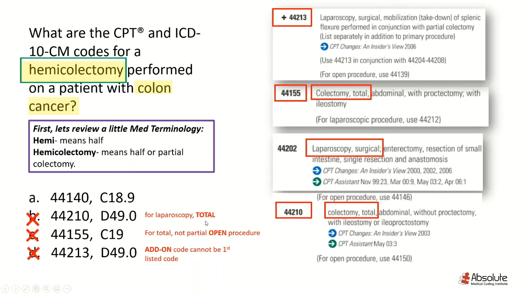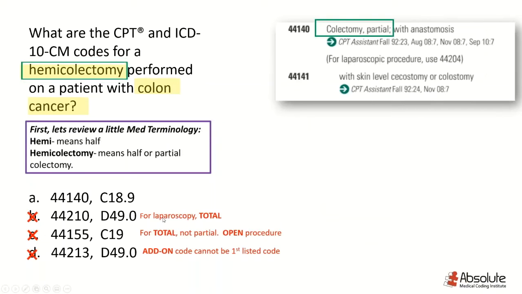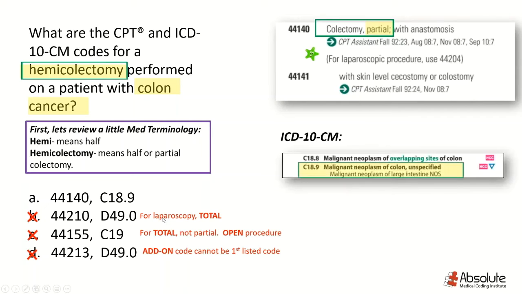Again, that's for a total laparoscopic procedure, and that leaves us with our final code. The 44140, a partial colectomy. Yeah, that's what we need. And then we get over here to the ICD-10, and this is for completeness' sake.